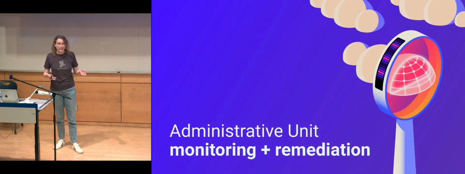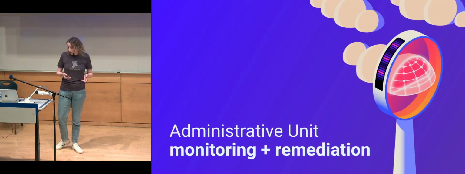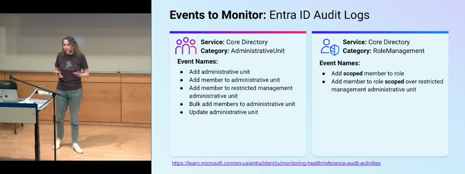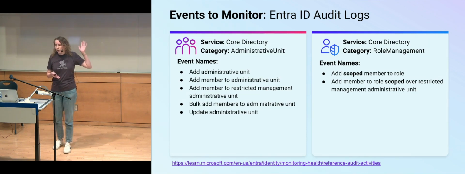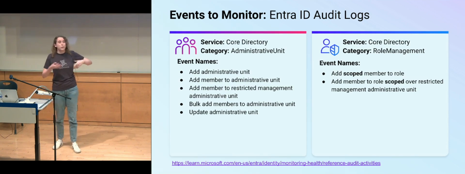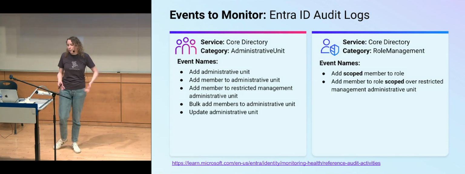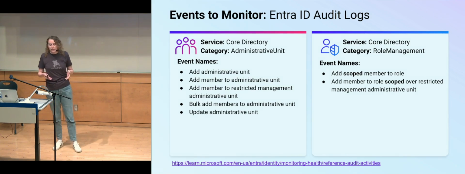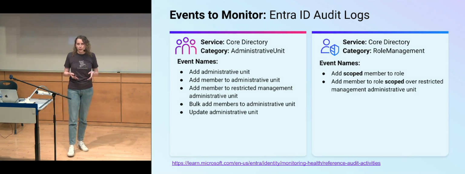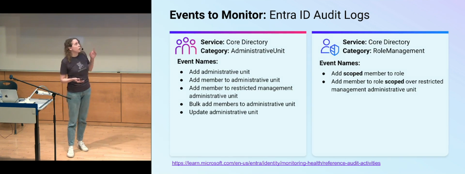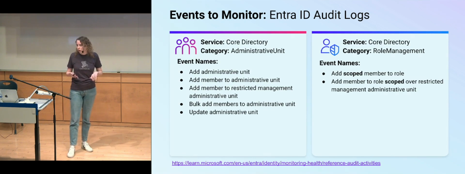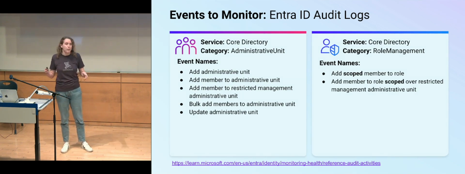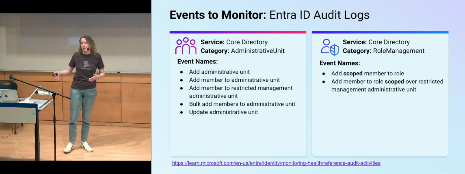What can we do about this? There's a couple of points I want to make here. The administrative unit logs on the left side are really good for any creations or modifications of administrative units. If you want to use administrative units, you may want to keep an eye on things like updating them. The other thing I want to mention is if you have existing detections for role assignments, you need to make sure that they include the scoped member word, basically. So if you're currently flagging on event names that say add member to role, that detection won't catch add scoped member to role.